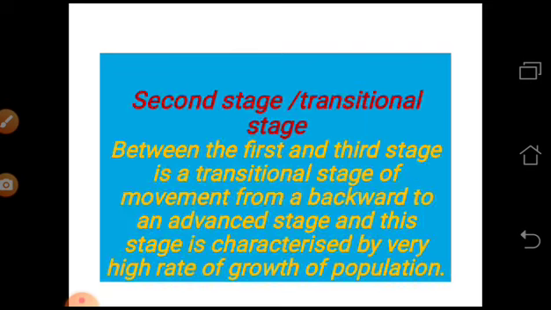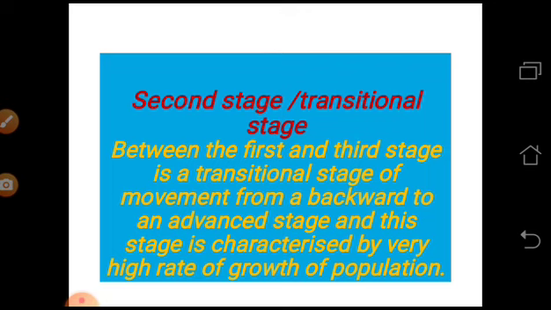So where will we find more population? Now the second stage. The second stage is also called the transitional stage. As we know, there are two types of society, underdeveloped and developed society. In the underdeveloped society we have seen population growth is low, and in the third stage, the developed society, we also found population growth is low.